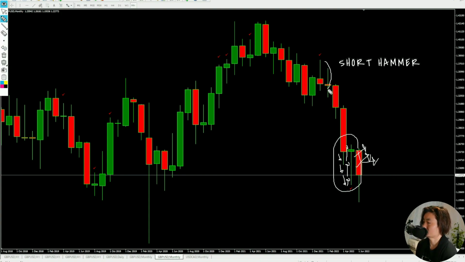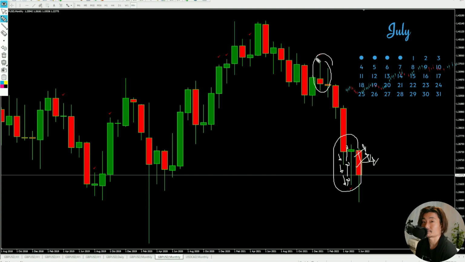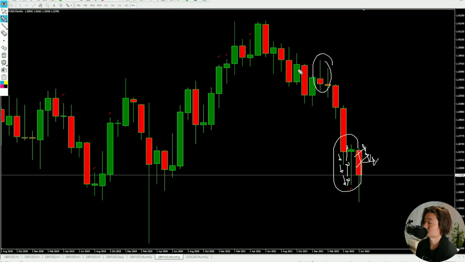Then we have a hammer to the downside right here. So this month was a hammer month. And really just by looking at this candle, you could basically get an idea of what happened in that entire month, if you know the basics of candlesticks and the basics of reading price.